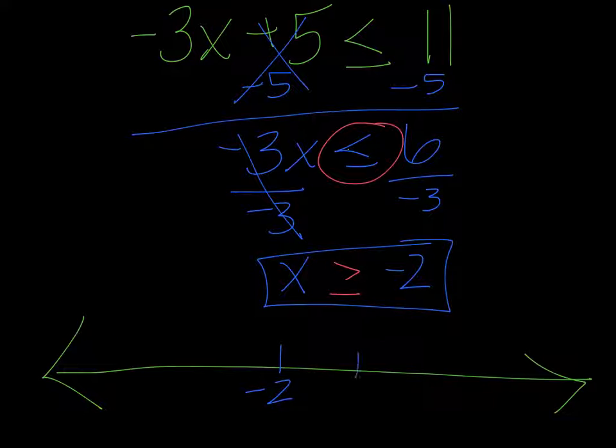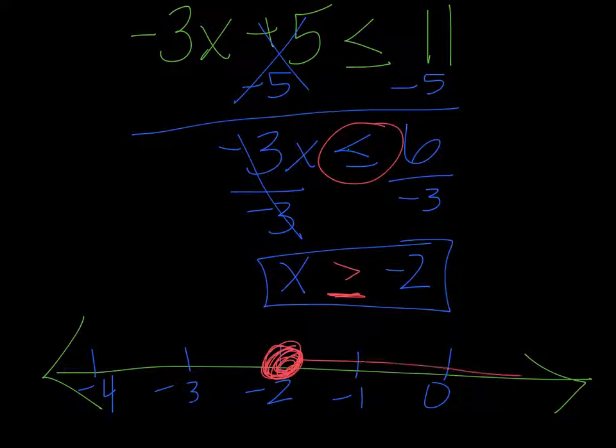So we can have negative 2, negative 1, 0, negative 3, negative 4. And we would use a closed circle on negative 2, because whenever we have that line underneath our sign, we use a closed circle. And since x is greater than or equal to negative 2, we're going to shade to the right.